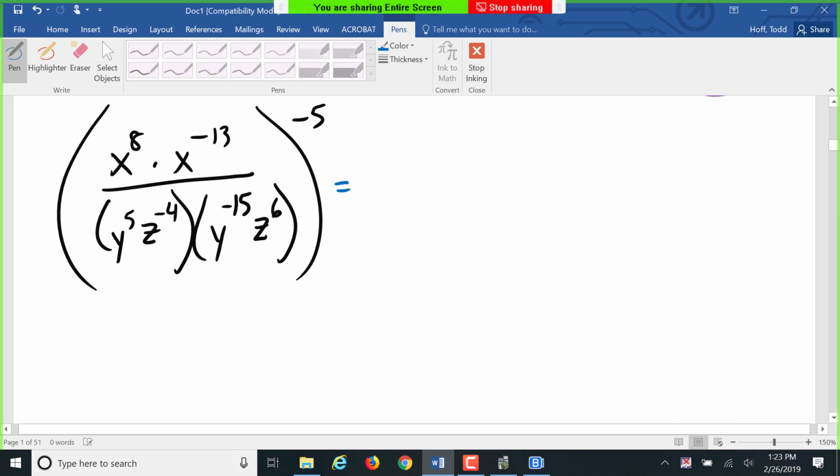So our first step, we're going to combine the top of that. X to the 8th times x to the negative 13th is x to the negative 5th. Good. On bottom, we're going to multiply the y to the 5th, z to the negative 4th, times y to the negative 15th, z to the 6th. What do we get? Y to the negative 10th and z to the 2nd.